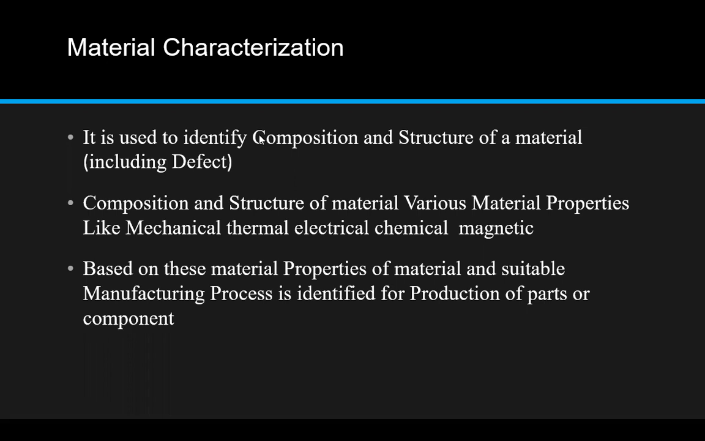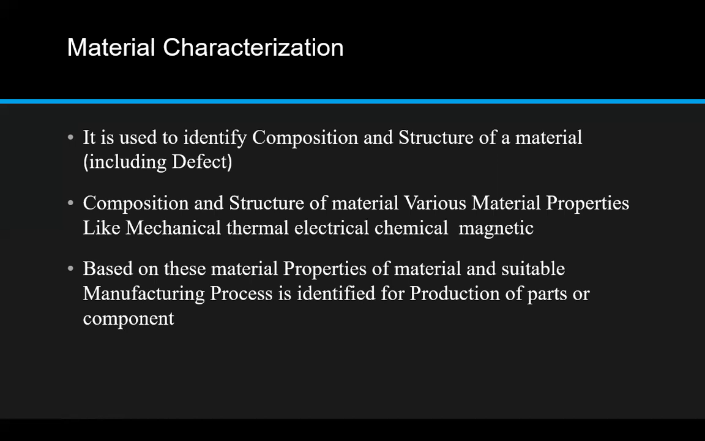including defects. The composition and structure of the material also depend upon its electrical, chemical, and magnetic properties. Material characterization also depends upon the properties of the material, and on the manufacturing process, which are identified by the production and the parts of the components.